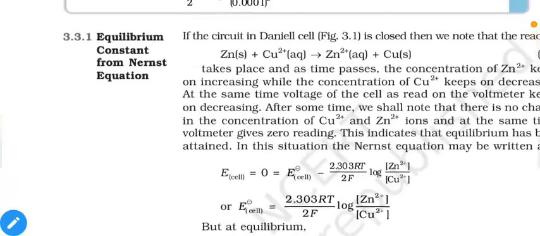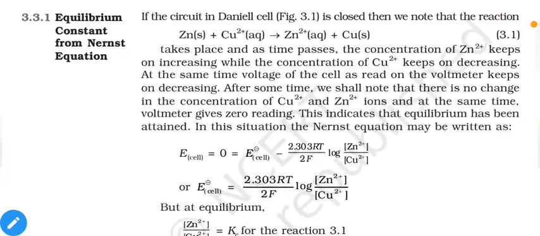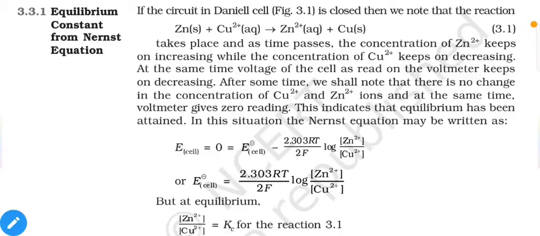Now let us move on to our next point, equilibrium constant from Nernst equation. Now we know that equilibrium constant is concentration of product upon concentration of reactant at equilibrium. So we need equilibrium conditions to calculate equilibrium constant. So let us discuss how we can find value of equilibrium constant using Nernst equation.